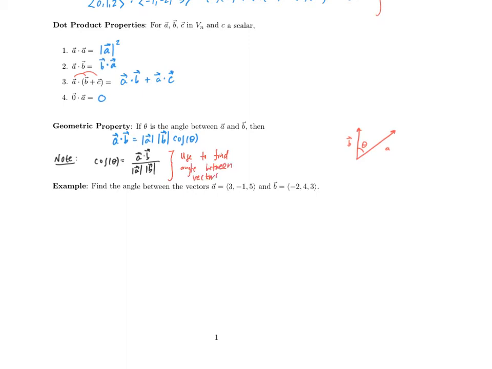And you can get to that theta by taking an inverse or an arc cosine of both sides. And we'll investigate that in a moment. Now, a common question that one might ask is, we have this nice formula, this geometric property of the dot product. Where does something like that come from?